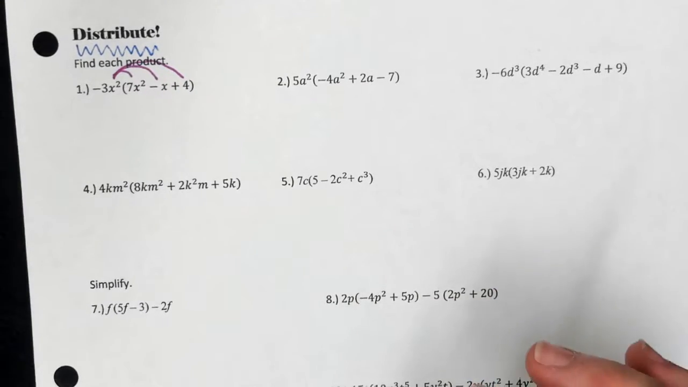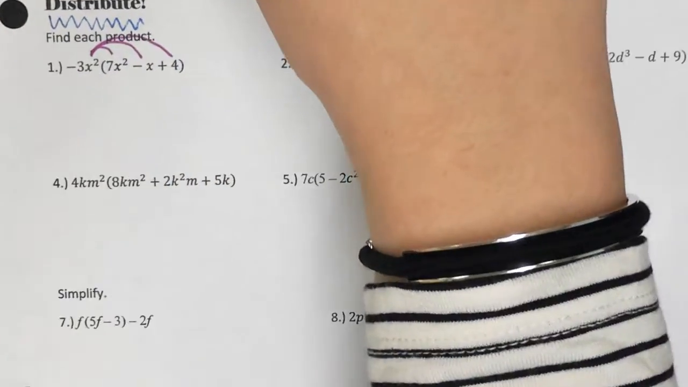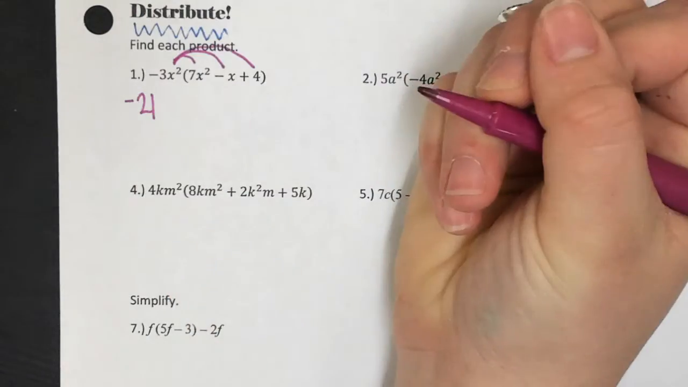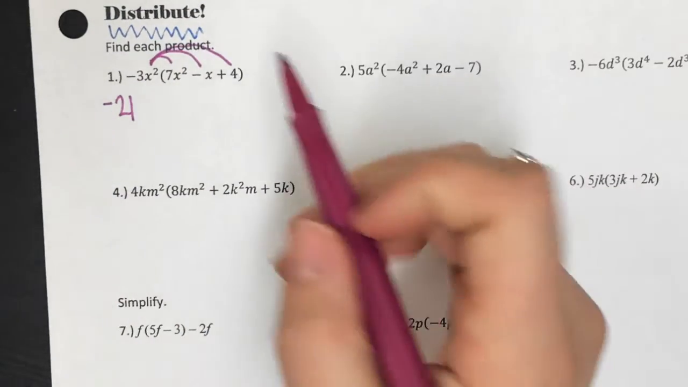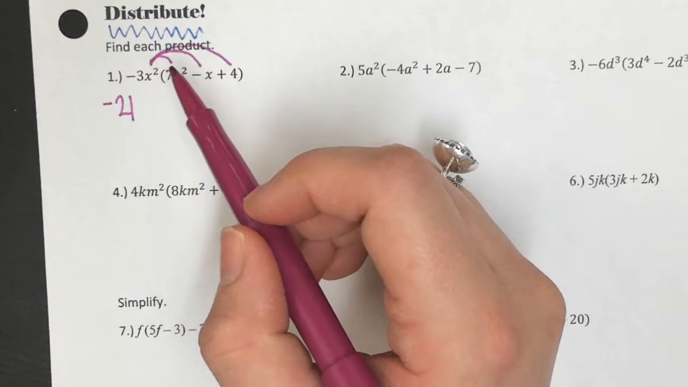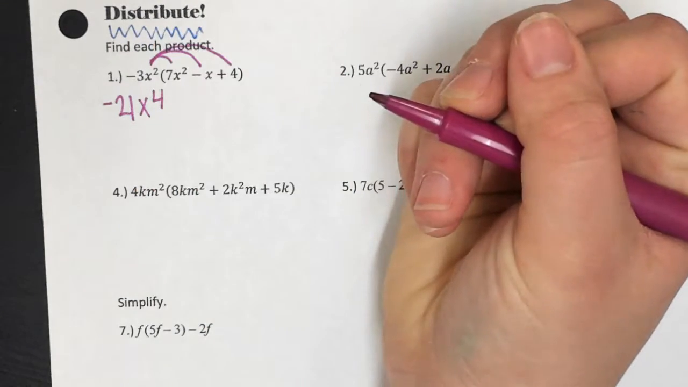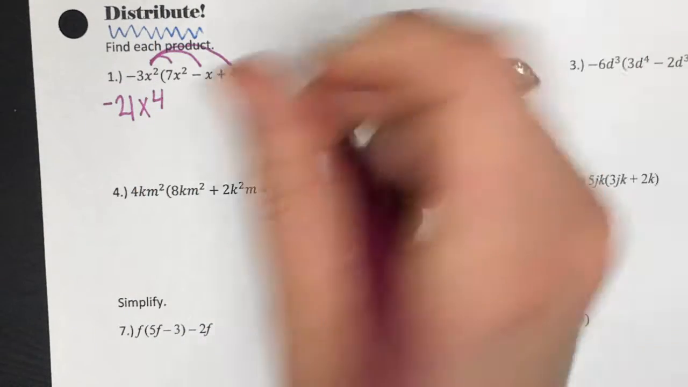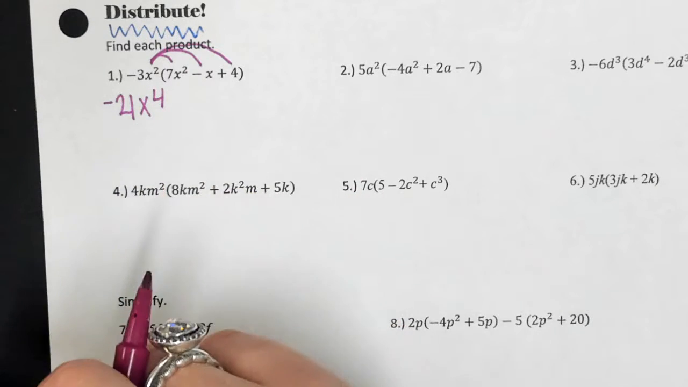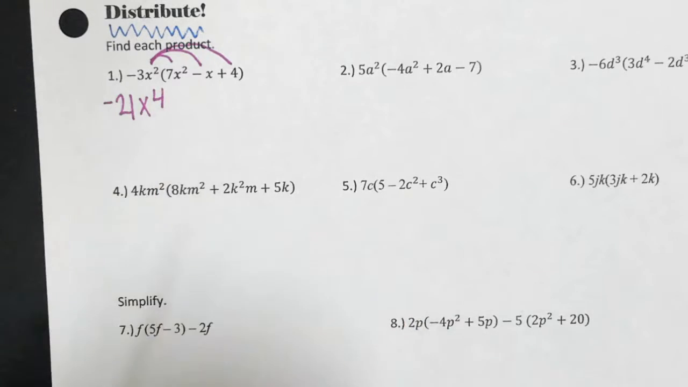Okay, do your numbers first. Negative 3 times 7 is negative 21. Now look at your variables. x squared times x squared, 2 and 2 make x to the 4th. This is negative 21, not a fancy 4.